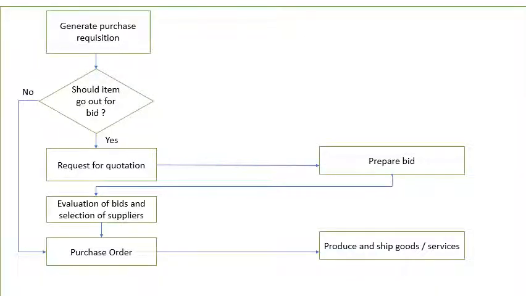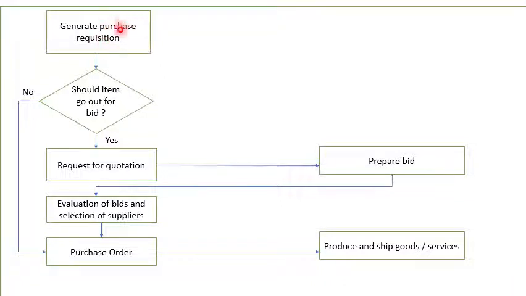Next we'll see a flow chart of purchase, the general purchase requisition. Now the question is, should this item go out for a bid? Government organizations will go for a tender or a bid, correct? And the person who issues the lowest tender will be selected. But private organizations mostly don't go for tenders; they just go for an open call, correct?